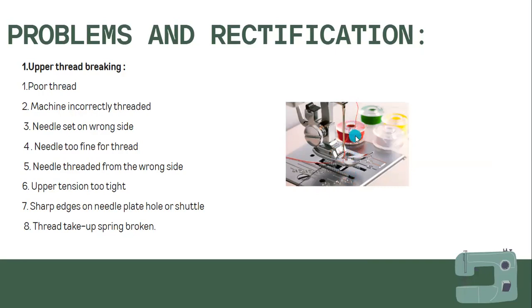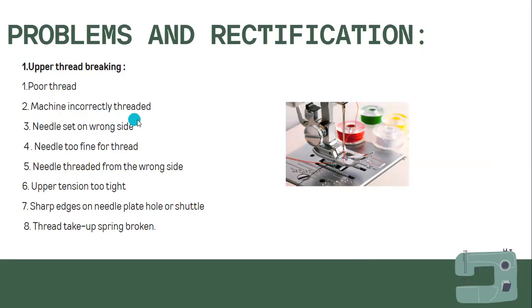Now, the threads we are using after a long time are very old, so the thread quality decreases. That is why poor thread can be a reason for upper thread breaking. Here in this picture, you can see these are the bobbins over here. So this is for the lower threads.